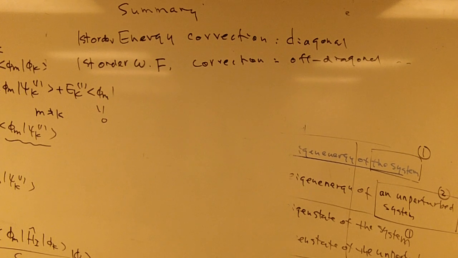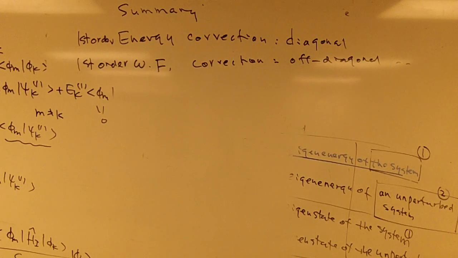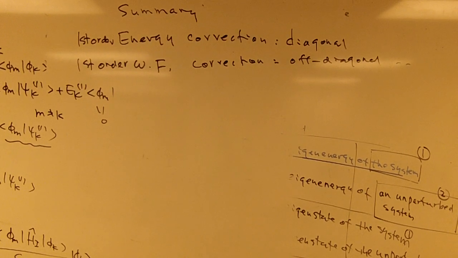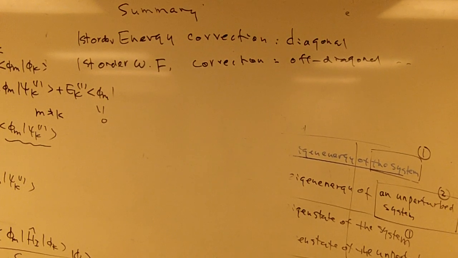So E_k^(2) = the summation over m not equal to k of ⟨φ_m|Ĥ_I|φ_k⟩ times ⟨φ_k|Ĥ_I|φ_m⟩ all over E_k^(0) − E_m^(0), which also equals the summation over m not equal to k of ⟨φ_k|Ĥ_I|φ_m⟩ times ⟨φ_m|Ĥ_I|φ_k⟩ all over ε_k − ε_m.